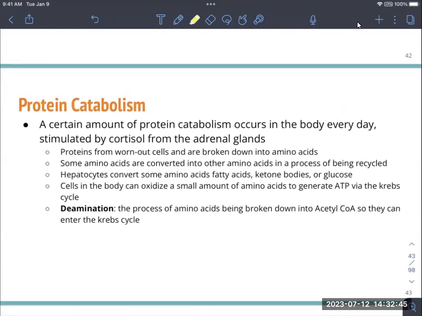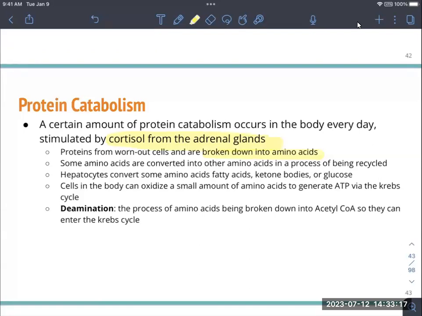But a certain amount of protein catabolism is going to happen every day in our body. Cortisol from our adrenal glands is going to stimulate this protein catabolism. So sometimes our proteins just get worn out. They've been used so much that they're no longer effective. At this point, they are broken into amino acids. Some of these amino acids get converted into other amino acids.